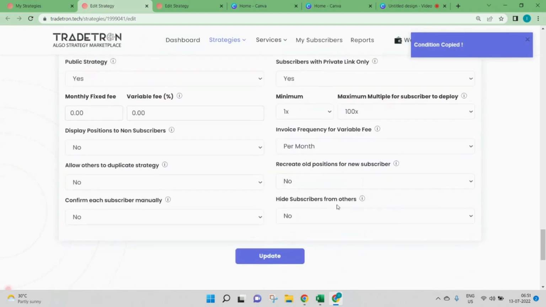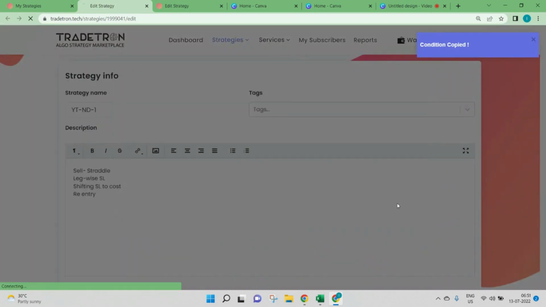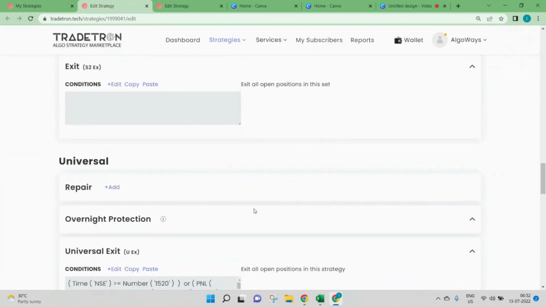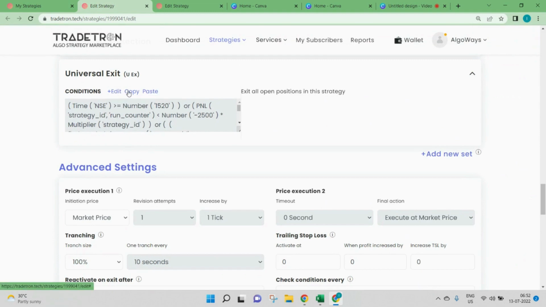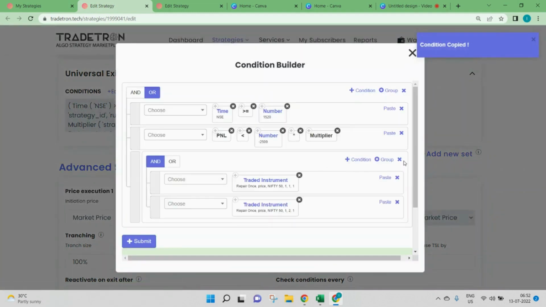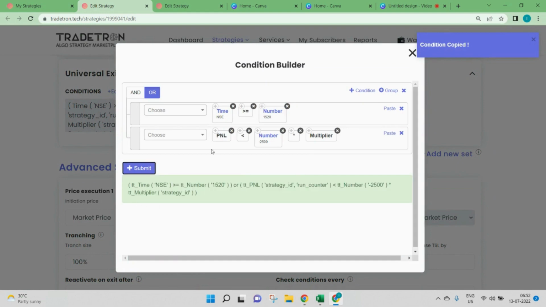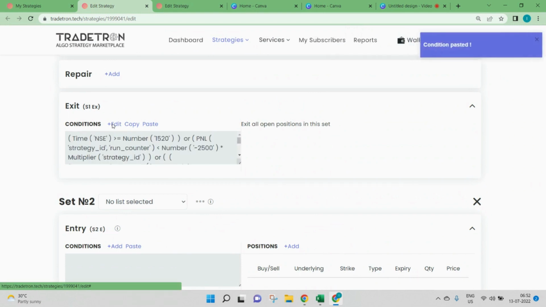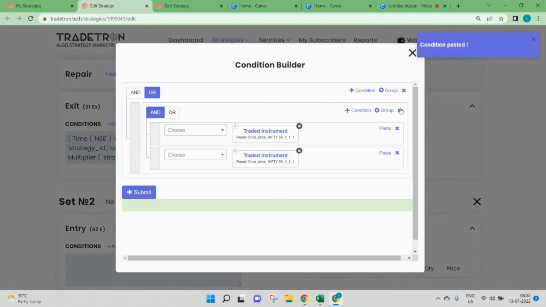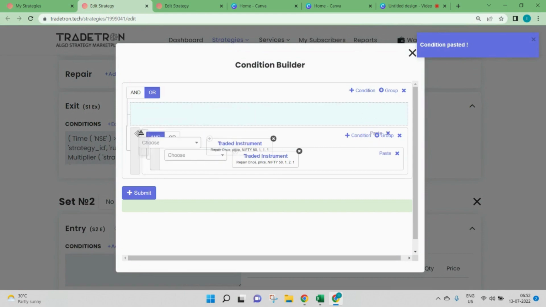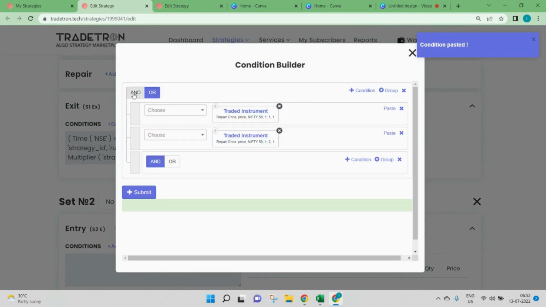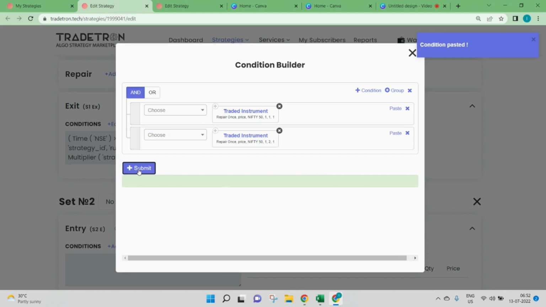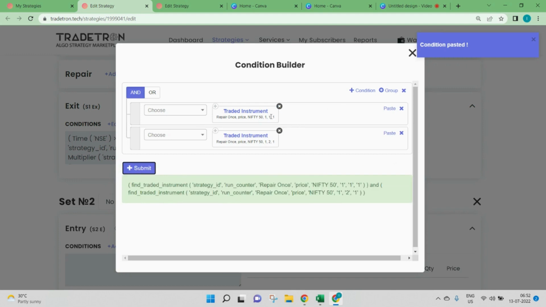Let me just copy this one. So we will delete this condition, otherwise it will make the universal exit. And we will put the condition here in the exit of set 1. So let me just delete these things. So this exit will check whether the first repair condition, that is exit of call, and the second repair condition, that is exit of put, have happened.